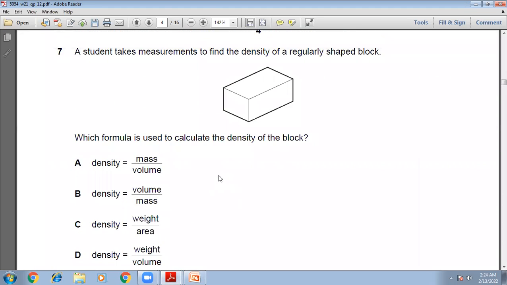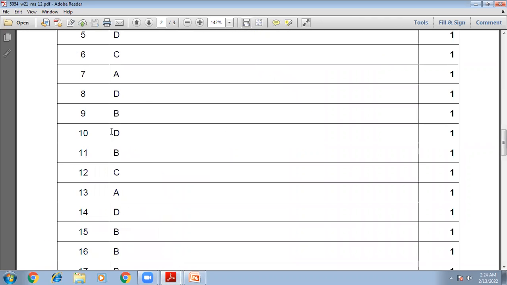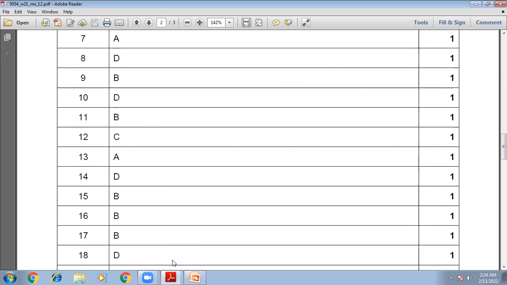A student takes measurements to find the density of a regularly shaped block. Which formula is used to calculate the density of the block? The density of the block is mass divided by volume. This is a fact. So I think A is the choice. Question number 7, A is the right choice.